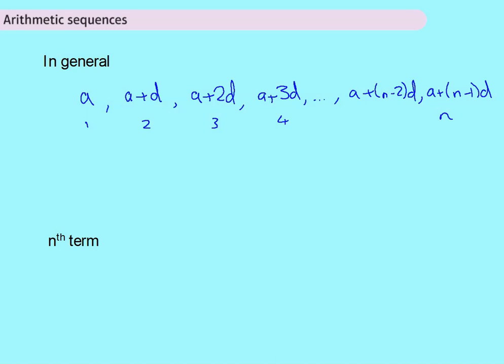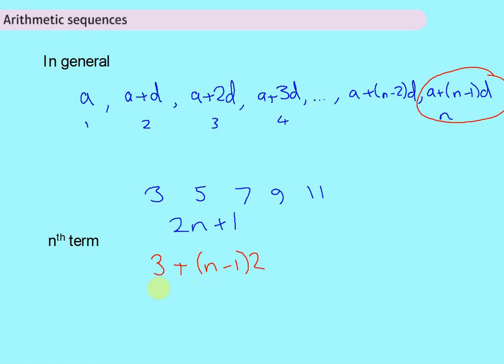So the nth term, now you would have been used to finding nth terms of arithmetic sequences. For example, here's one, constant difference of 2, and you would have just said that is 2n plus 1. Now what you can also use is this formula just up here. That is the nth term to find a term. So check this out, watch. So a is 3 plus n minus 1, so n minus 1 times the common difference, which is 2, and you get 3 plus 2n minus 2, which is 2n plus 1.